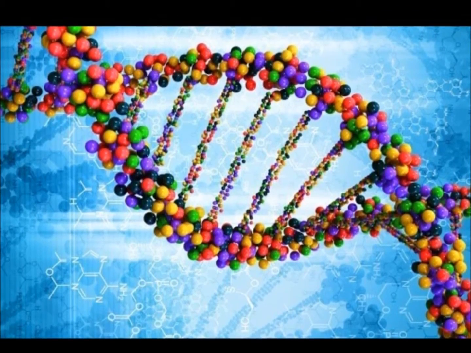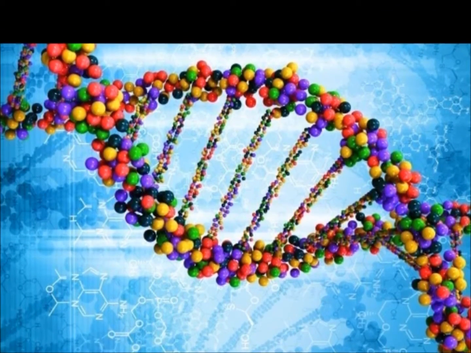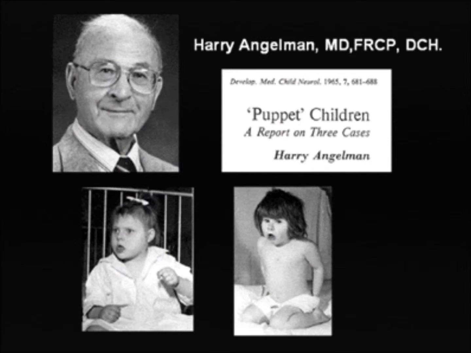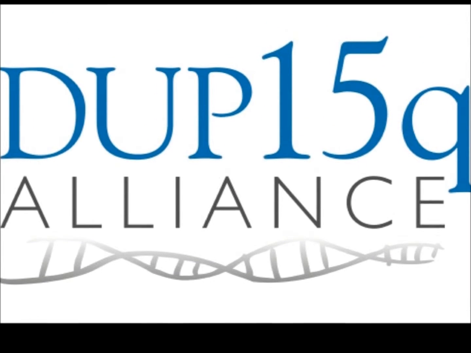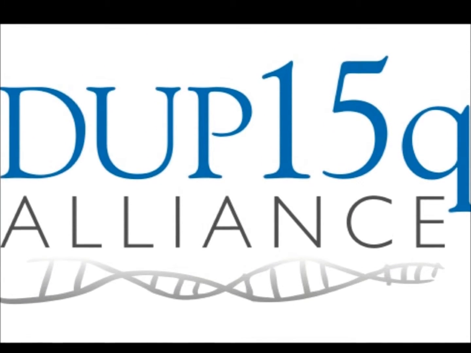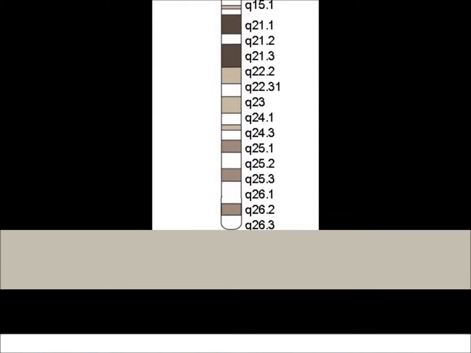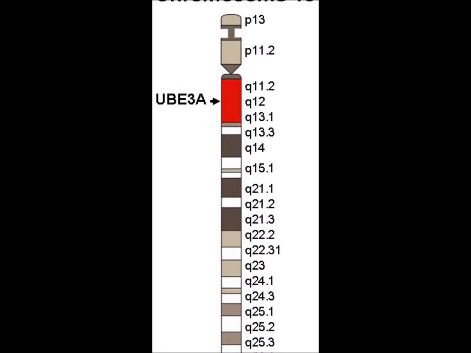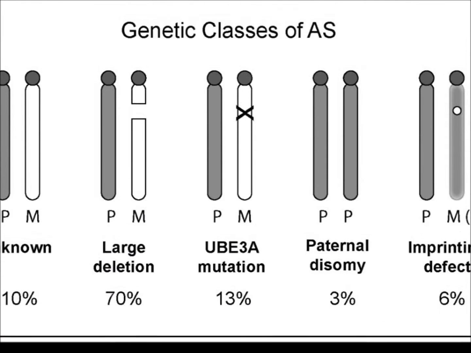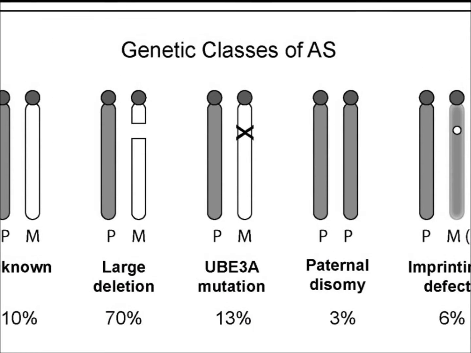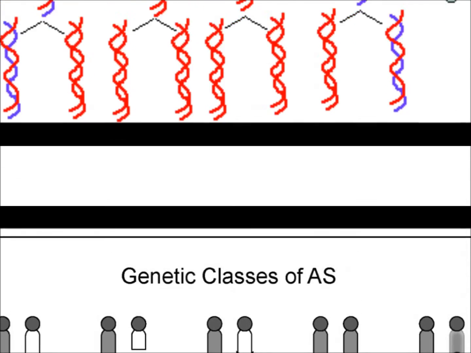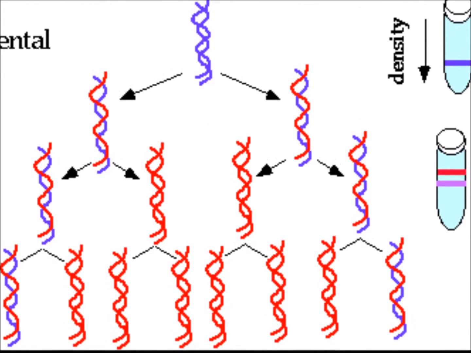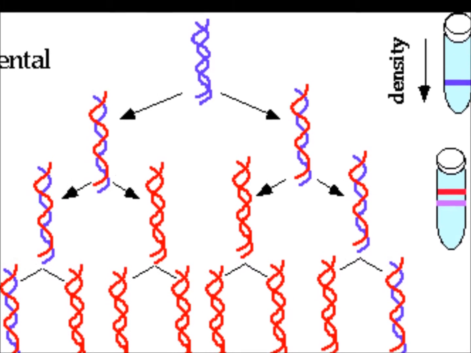Now that we know the process of DNA replication, let's see how this process can lead to many syndromes in our society, one of them being Angelman syndrome. Angelman syndrome is a genetic disorder. It's most often caused by problems in the gene located on chromosome 15 called the ubiquitin protein ligase E3A, or UBE3A gene.